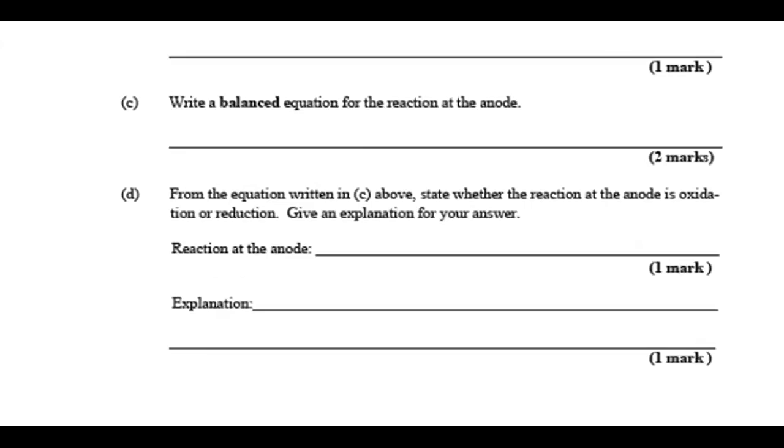For part C, write a balanced equation for the reaction at the anode. So this is one of the few things I encourage students to commit to memory when OH- ions are liberated at the anode. So the equation is 4OH- gives 2 moles of water, or 2H2O if you may, plus O2 gas. So we'll see bubbling, of course, effervescence, and 4 moles of electrons are liberated.